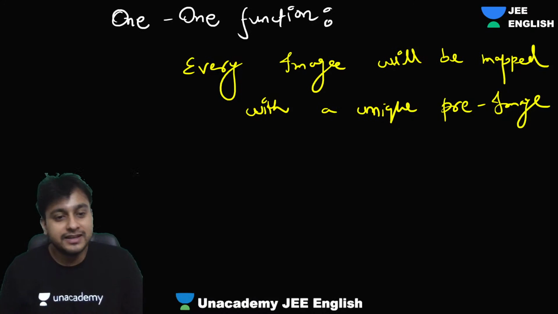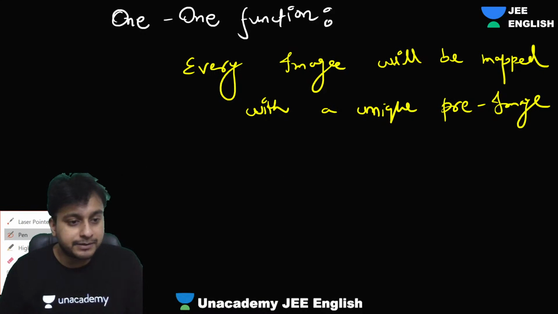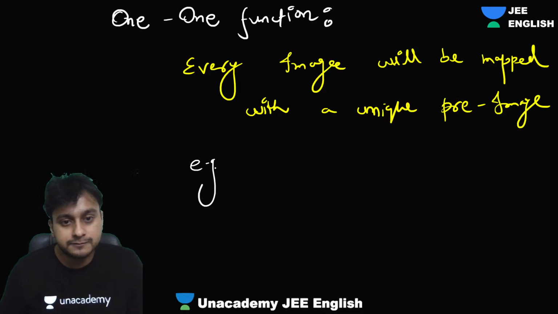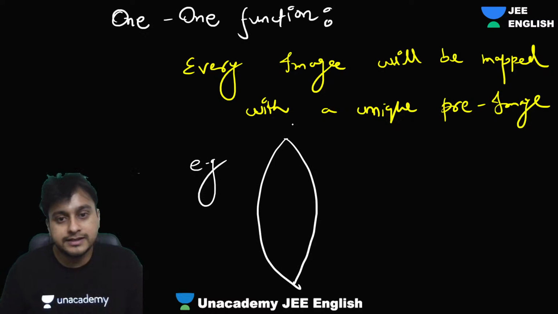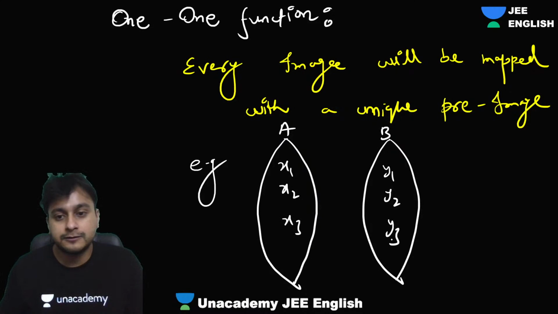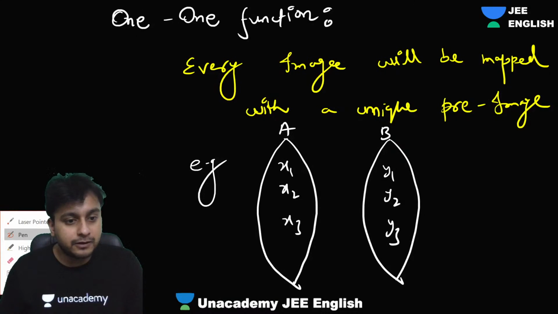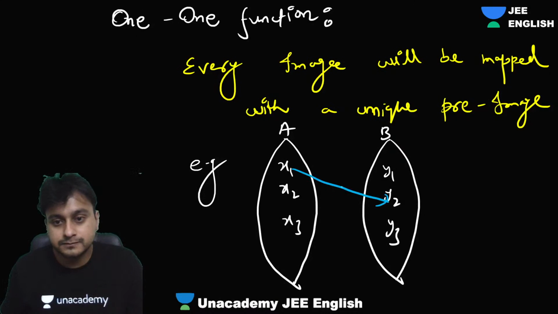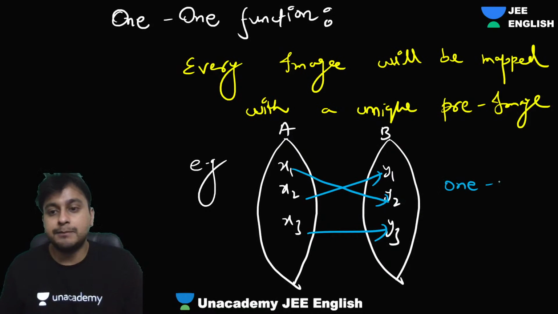Okay, guys. So guys, let me take an example. Let's suppose I have a set A and this is set B. Let's suppose x1, x2, x3 and y1, y2, y3. So this is an example of, let's suppose, a one-one function.